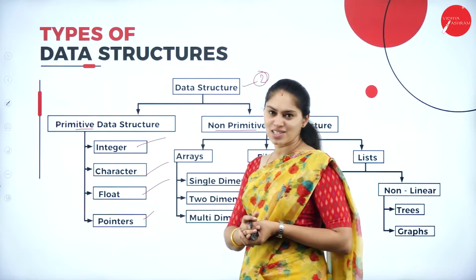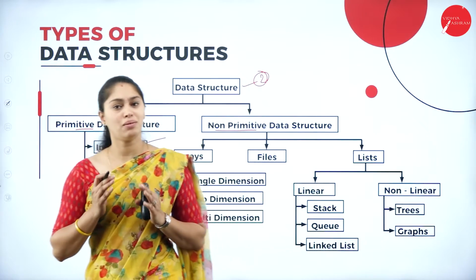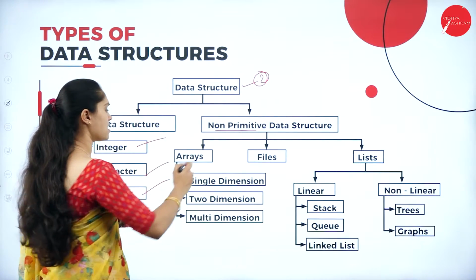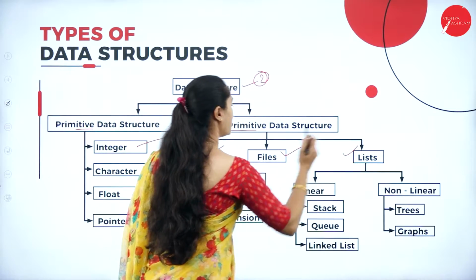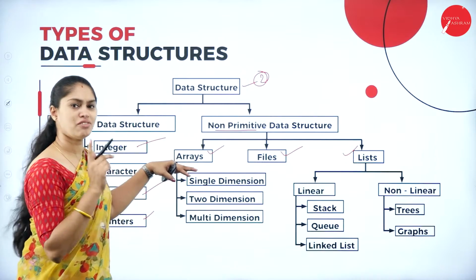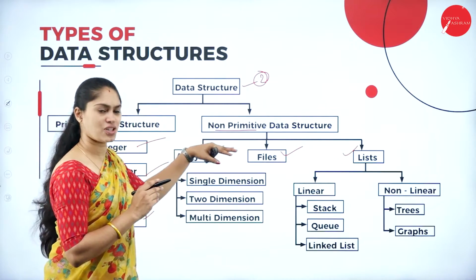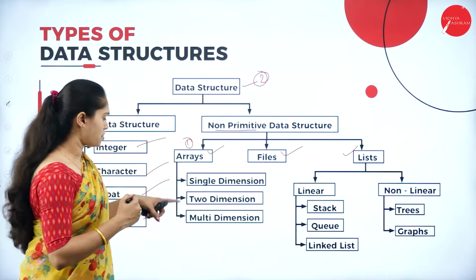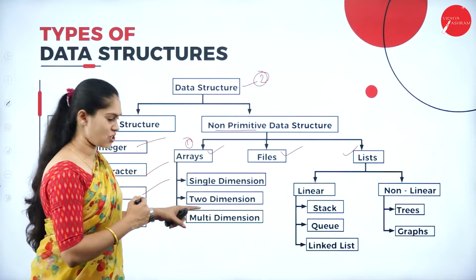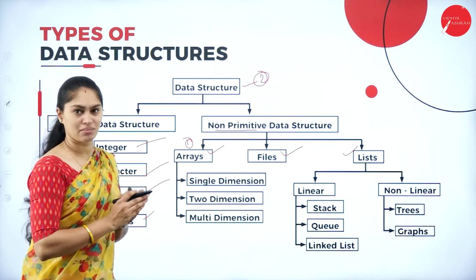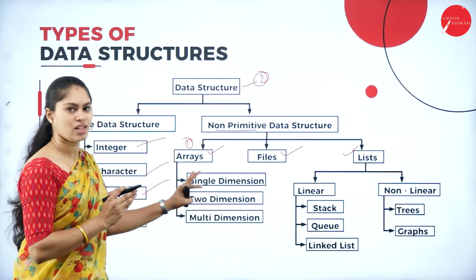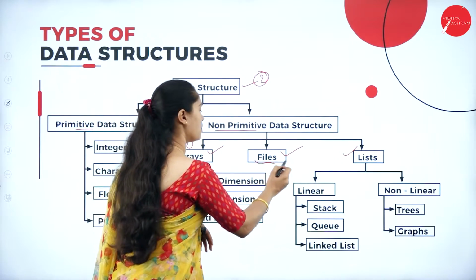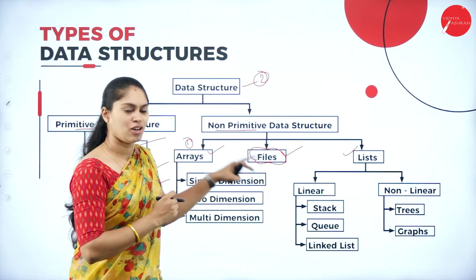Then what about the classification with respect to non-primitive data structure? You can see here it is of three types: arrays, files, as well as lists. The first type of non-primitive data structure is arrays. In arrays, again we have three types: single dimensional array, two dimensional array, and also multi-dimensional array. This is related to arrays, and in your syllabus you will not be working with files, so no need to worry about the file types here.